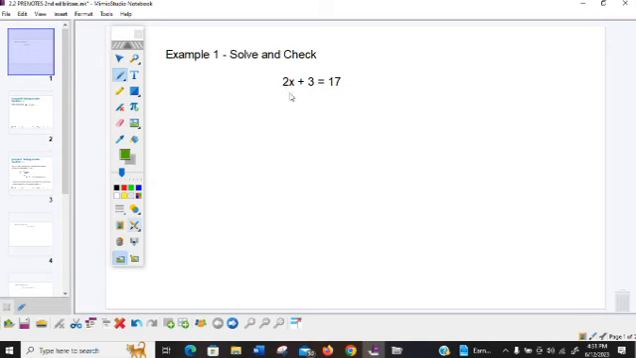We've got a 2x on the left. We do have a number here, a positive 3. We are going to move that constant term to the other side. If they added 3, to move it, we are going to subtract 3. So then this will cancel, and we're left with 2x equals 17 minus 3 is 14.